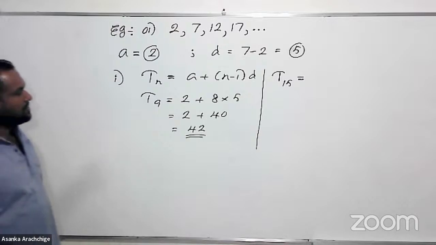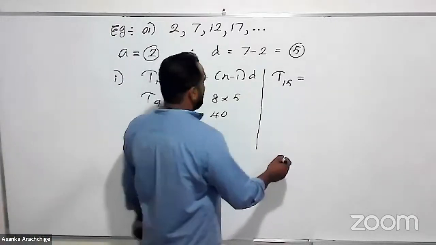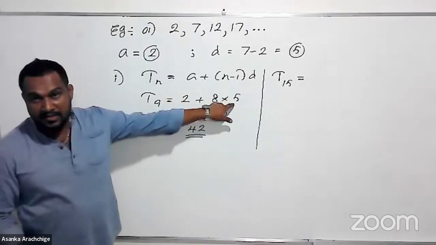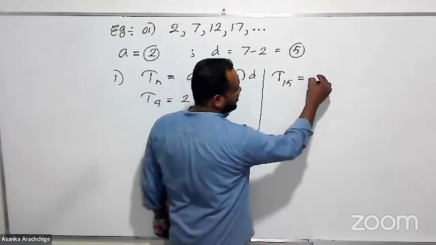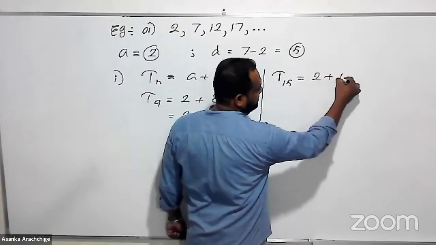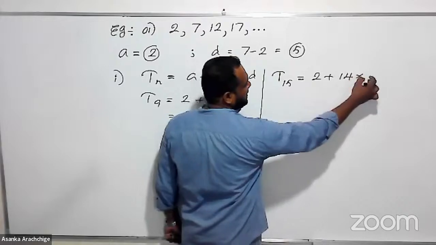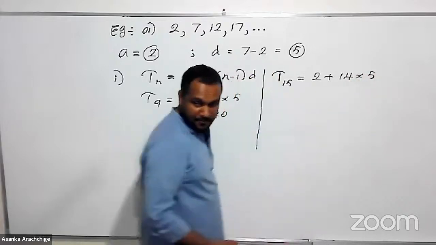Fine. What is T15? First term 2 plus 15 minus 1 times d. 2 plus 15 minus 1, 14. 15 minus 1 times d. d is 5. Clear?